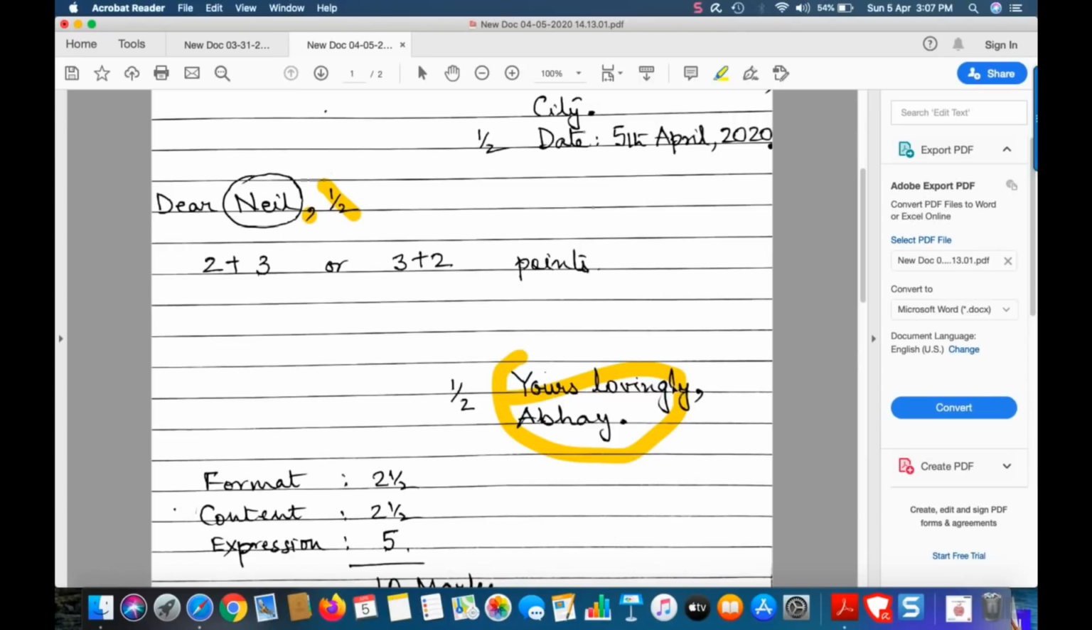Yours lovingly, comma. This comma is important again, else you will lose half marks for this. Abhay. Now next is your first name followed by a full stop. I have missed something. There is another half mark for this name. It also carries half marks for this name.